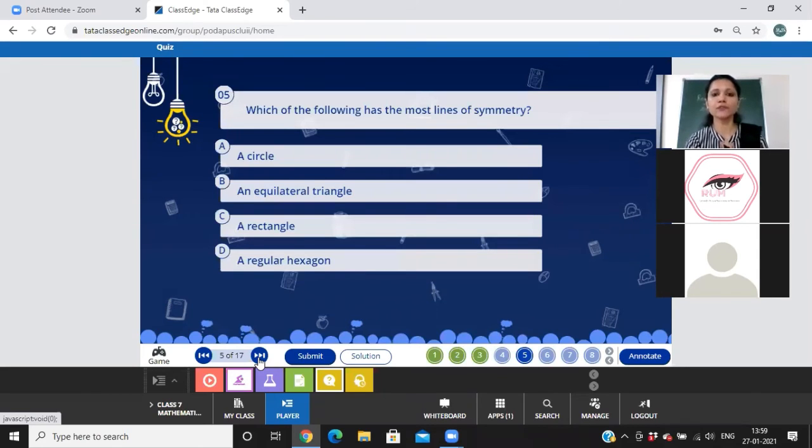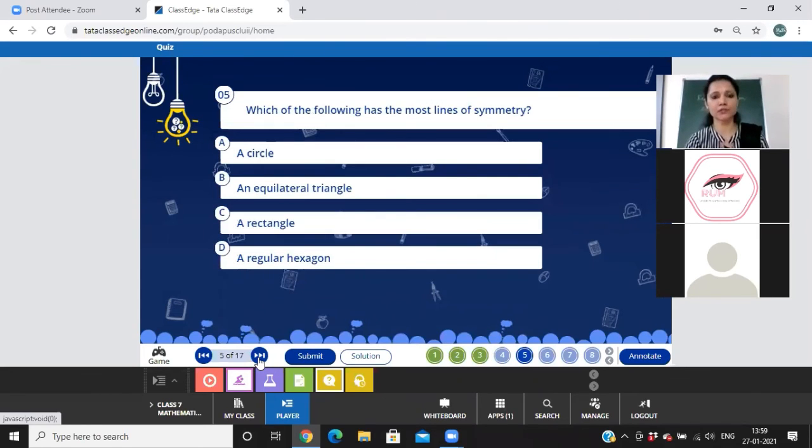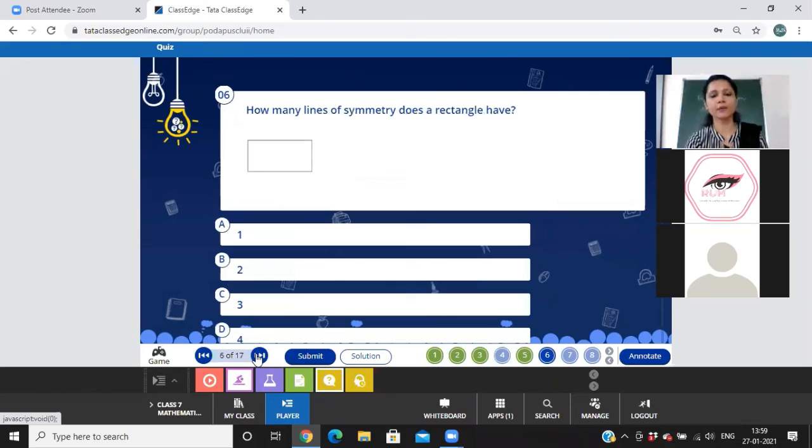Next, which of the following has the most lines of symmetry? A circle, equilateral triangle, rectangle, or a regular hexagon? A circle. Why? Because a circle has infinite lines of symmetry. Shabash. Next, how many lines of symmetry does a rectangle have? 2 lines of symmetry, vertical as well as horizontal.